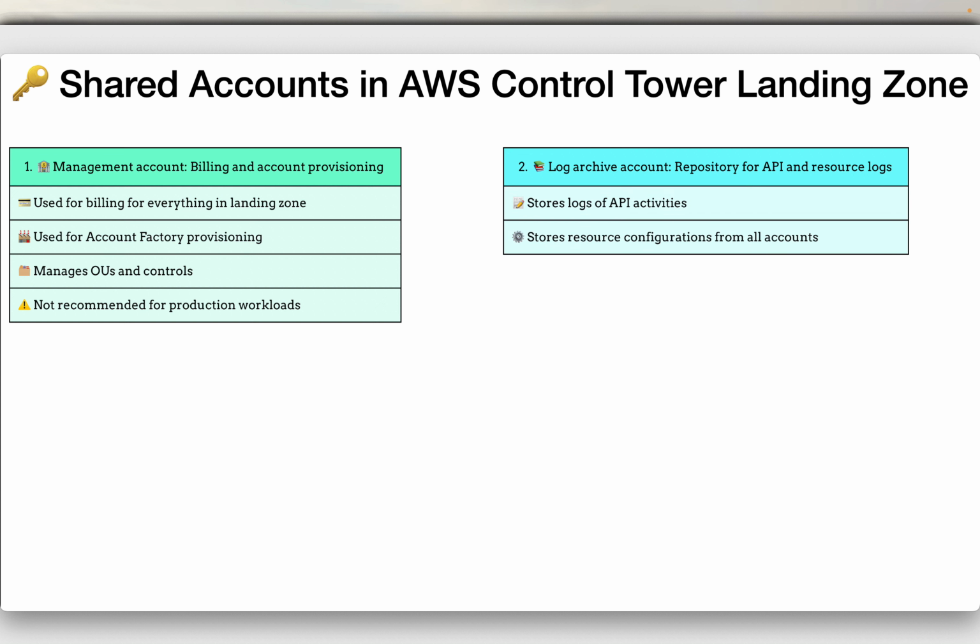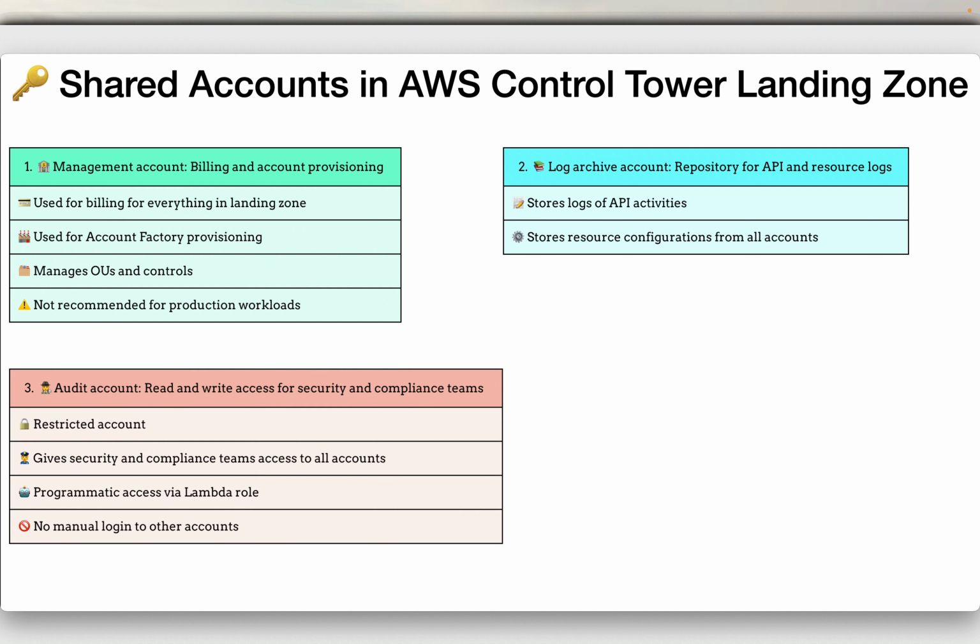Second, the log archive account works as a repository for logs of API activities and resource configurations from all accounts in the landing zone. Third one, the audit account is a restricted account designed to give your security and compliance teams read and write access to all accounts in your landing zone. From the audit account, you have programmatic access to review accounts by means of a role that is granted to Lambda functions only. The audit account does not allow you to log into other accounts manually.